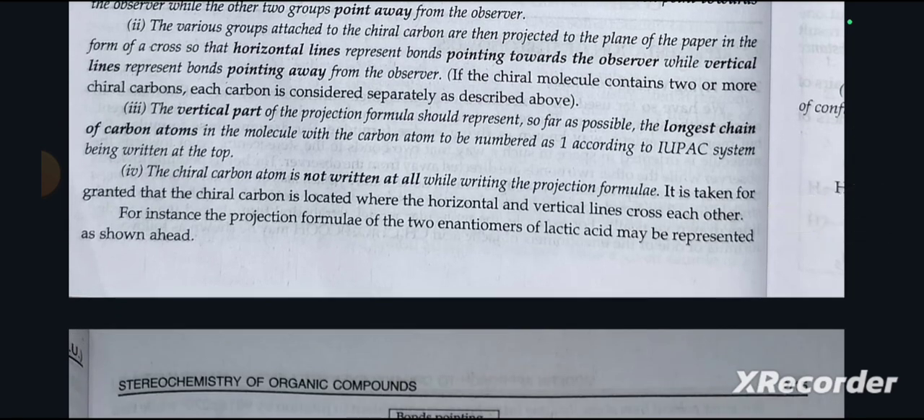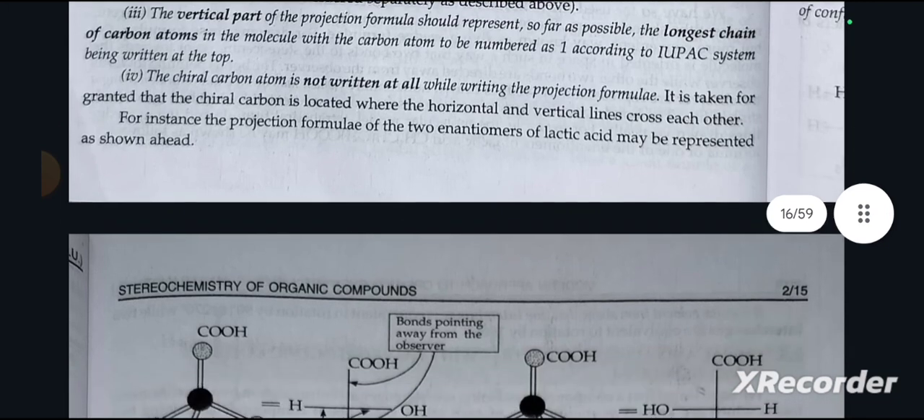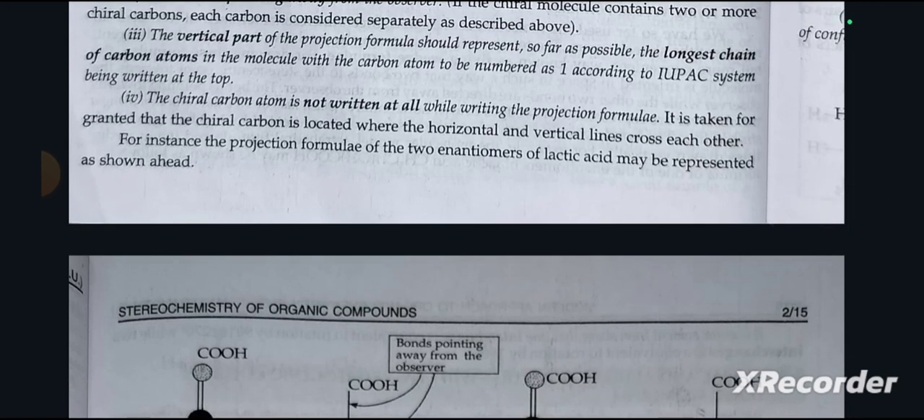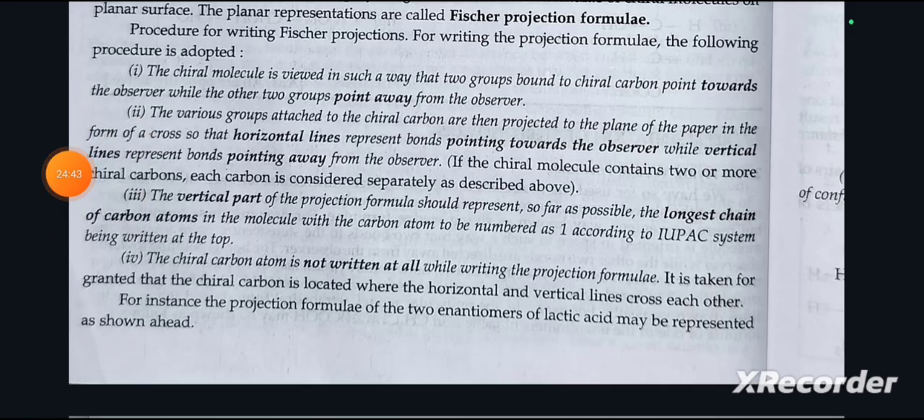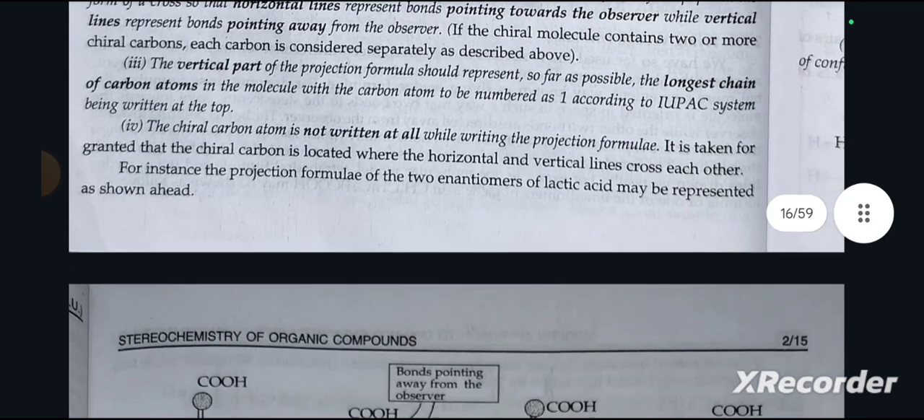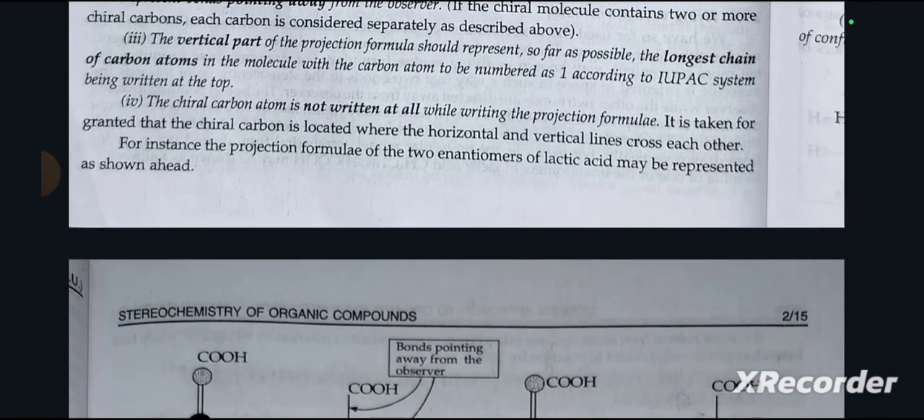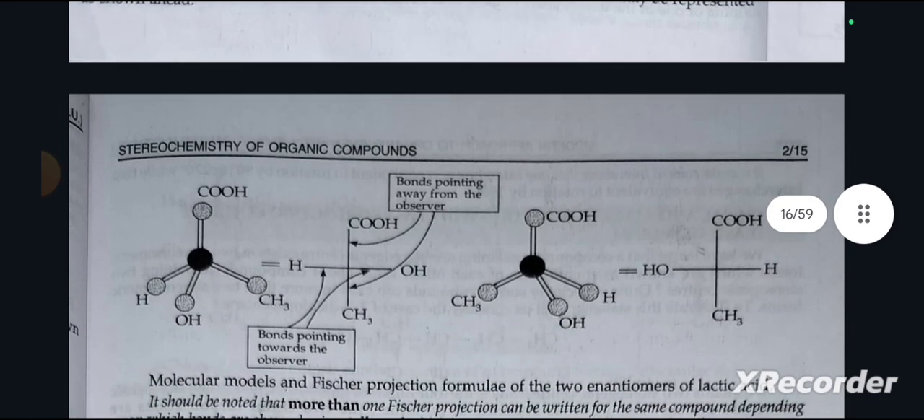If the chiral molecule contains two or more chiral carbons, each carbon is considered separately as described above. Third, the vertical parts of the projection formula should represent, as far as possible, the longest chain of carbon atoms in the molecule, with the carbon atom to be numbered as 1 according to the IUPAC system being written at the top. Fourth, the chiral carbon atom is not written at all. While writing the projection formula, it is taken for granted that the chiral carbon is located where the horizontal and vertical lines cross each other. For instance, the projection formulas of the two enantiomers of lactic acid may be represented as shown ahead.